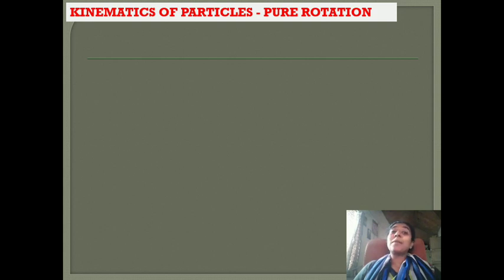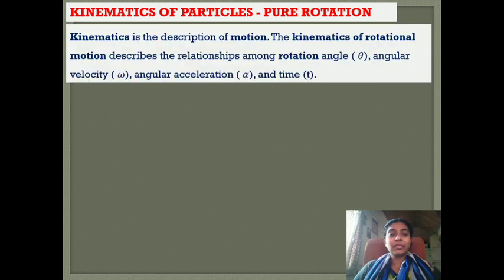Now what is kinematics of particles when subjected to pure rotation? So we know kinematics is the geometrical representation, the geometrical analysis when a body is in motion. So what is the geometry? It is nothing but the displacement, velocity, acceleration and time. The relationship between displacement, velocity, acceleration and time is called kinematics of particles, and the forces are not considered. So kinematics is the description of motion.